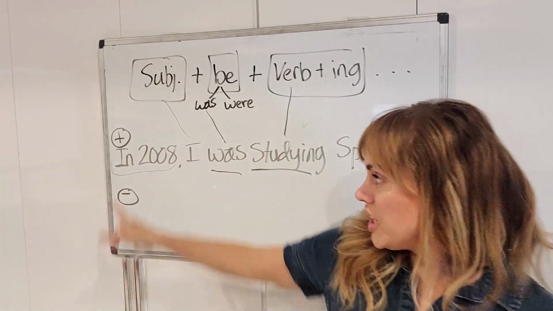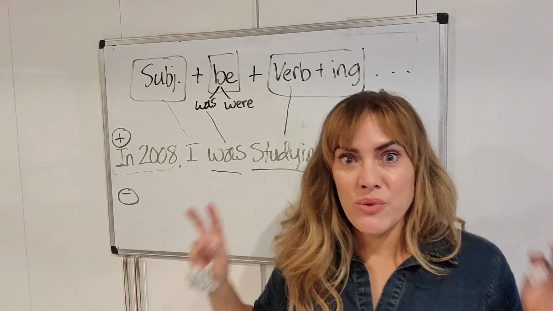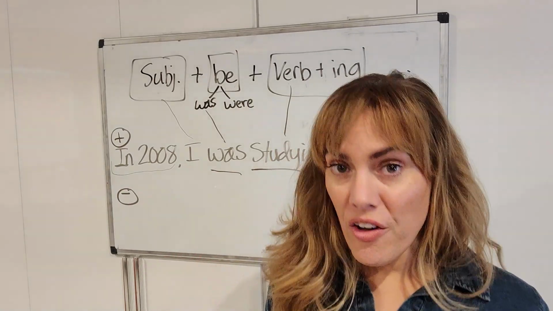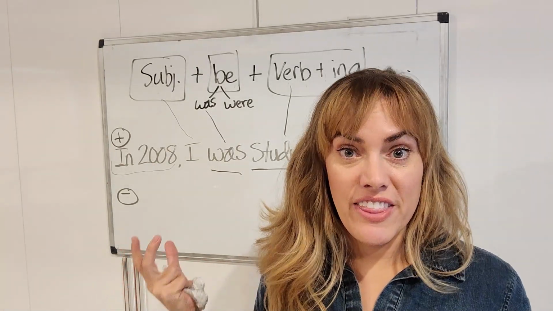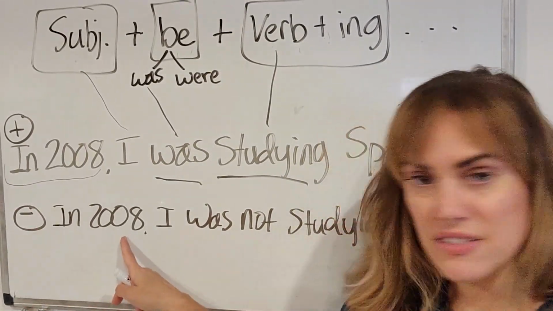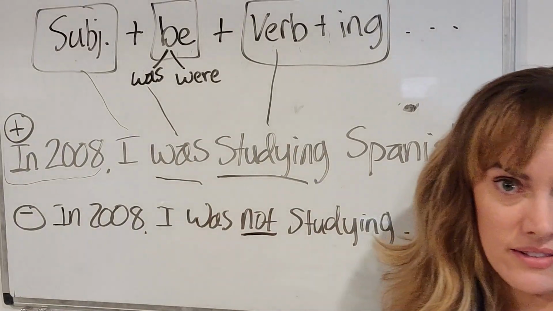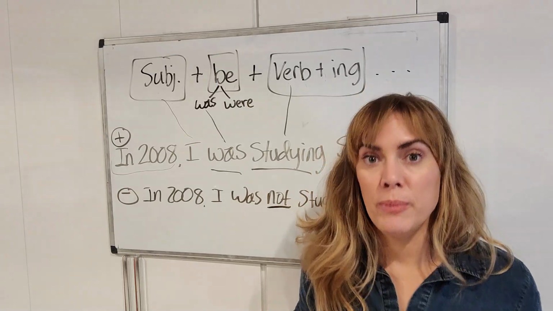If I want to change that affirmative statement and make it negative, it's actually really easy for this form to do that. All you have to do is add the word not after the helping verb. So it's going to look like this. In 2008, I was not studying Spanish. You just add not after the be verb.